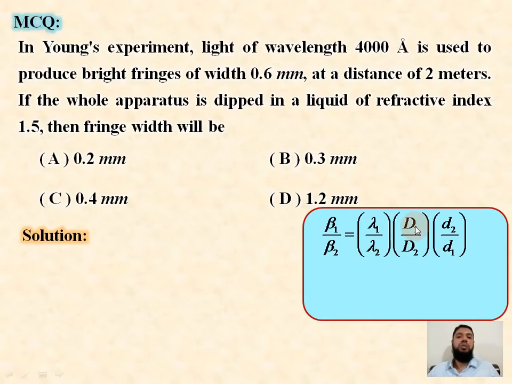beta 1 by beta 2 is equal to lambda 1 by lambda 2, D1 by D2, capital D2 by small d2 by small d1. ಈ ಎರಡು ಸಂದರ್ಭಗಳಲ್ಲಿ ನಾವು ಎರಡು ಅಂಶಗಳನ್ನು ಗಮನಿಸಬಹುದು. ಡಿಸ್ಟೆನ್ಸ್ ಬಿಟ್ವೀನ್ ದ ಸ್ಲಿಟ್ಸ್ ಚೇಂಜ್ ಆಗಿಲ್ಲ, ಡಿಸ್ಟೆನ್ಸ್ ಬಿಟ್ವೀನ್ ದ ಸ್ಲಿಟ್ ಅಂಡ್ ಸ್ಕ್ರೀನ್ ಚೇಂಜ್ ಆಗಿಲ್ಲ. Therefore capital D1, capital D2, small d1, small d2 unchanged. ಹೆನ್ಸ್ ಇವೆಲ್ಲ ಕ್ಯಾನ್ಸಲ್ ಆಗೋಗುತ್ತೆ. ನಮ್ಮ ಹತ್ರ ಉಳಿಯುವಂಥದ್ದು lambda 1 by lambda 2. ನಮಗೆ ಈಗಾಗಲೇ ನಾವು ಅಭ್ಯಾಸ ಮಾಡಿದ್ದೀವಿ.